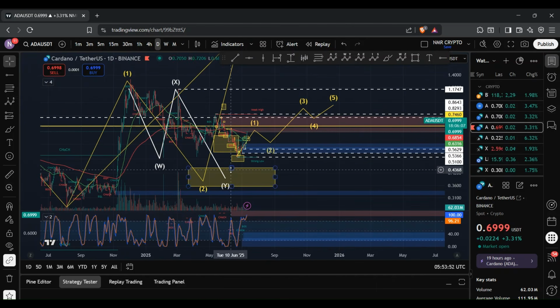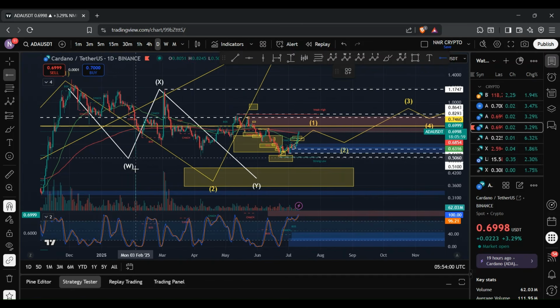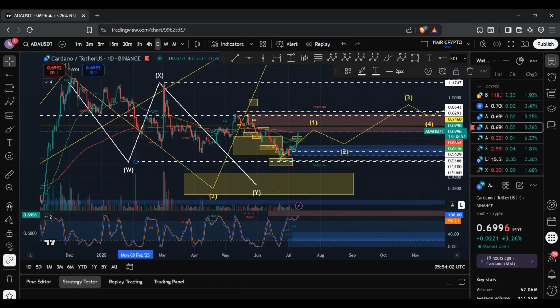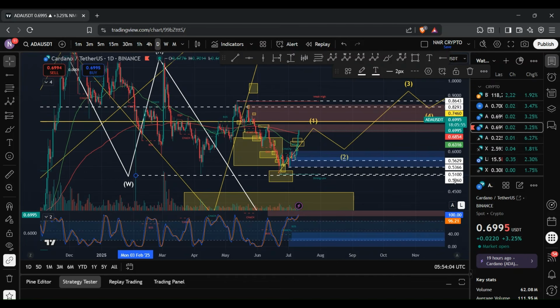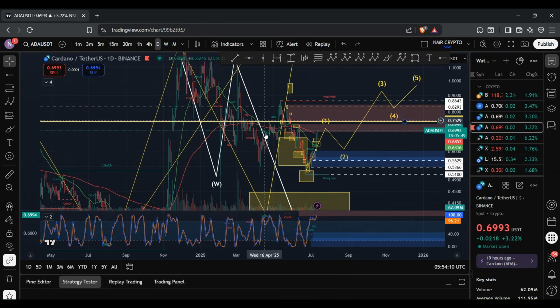However, the Y wave ended up reaching the X wave origin, and that X wave origin sits at around 50.6 cents. And so essentially we had a triple bottom setup that took place, where within this Y wave we had a WXY structure where we had a double bottom setup.